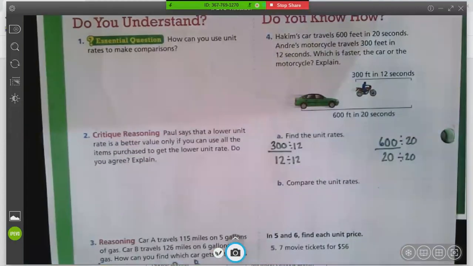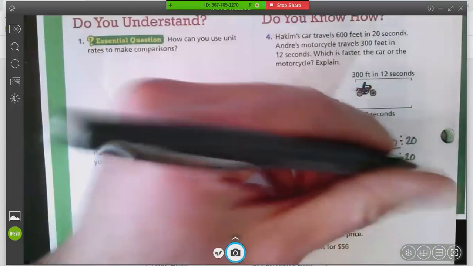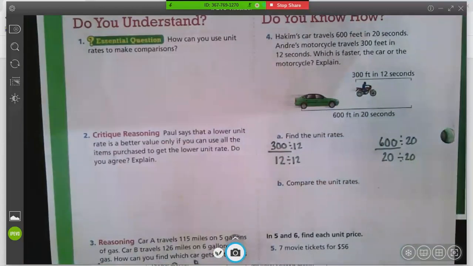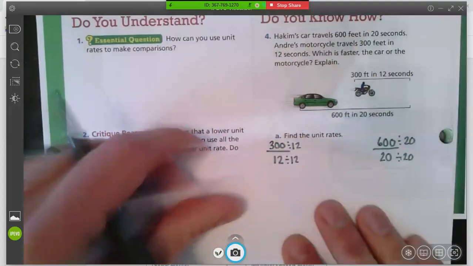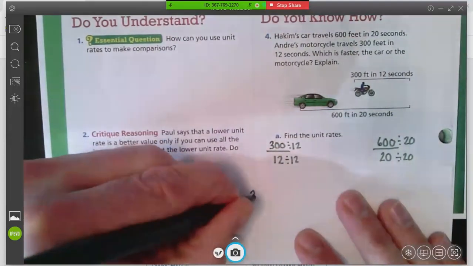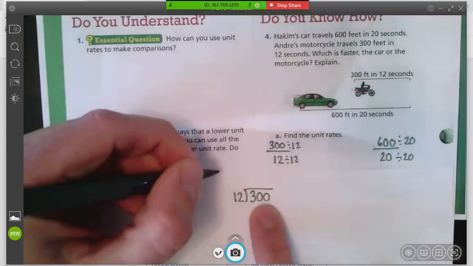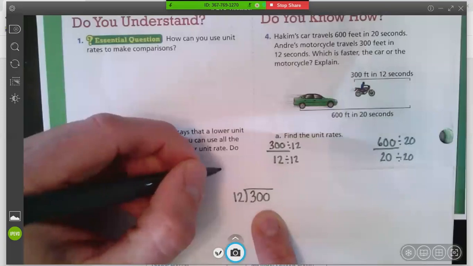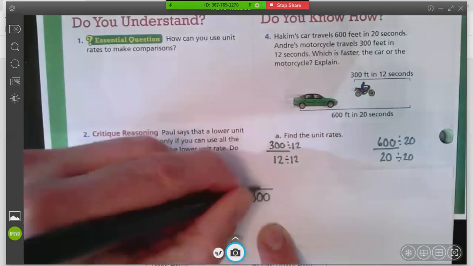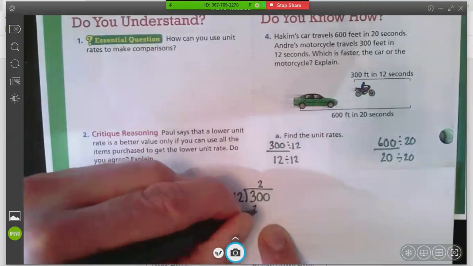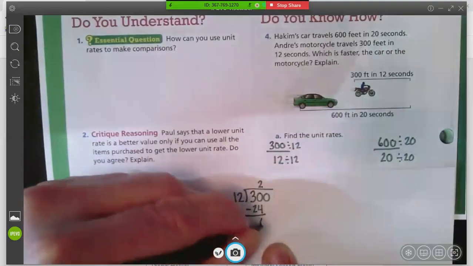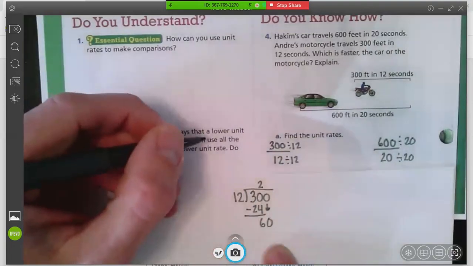Okay? Now, Kaylin, make sure that you're unmuted for me, okay? So the first thing we're going to do is, what is 300 divided by 12? So how many times does 12 go into 30? It goes in 2 times, which is 24, which leaves 6. I'm going to bring this down. How many times does 12 go into 60?